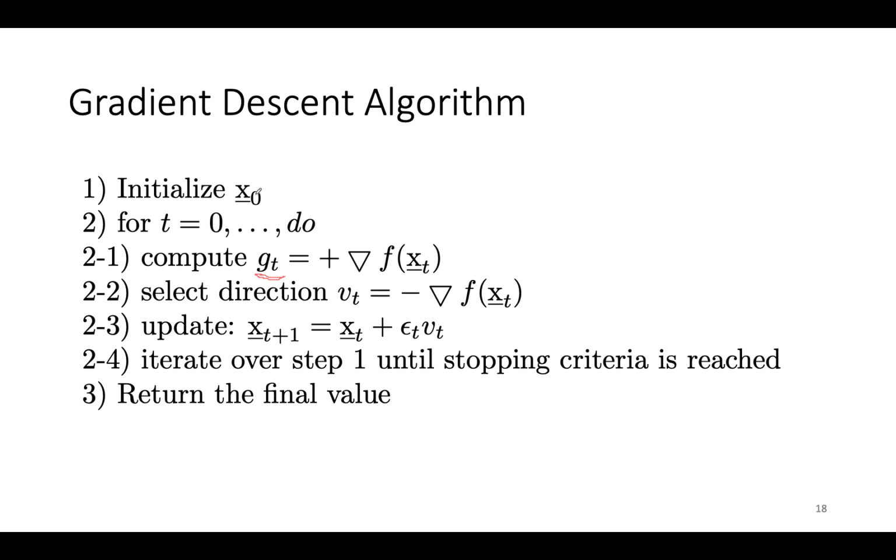We're going to update our x. So we're going to start from this point, and we're going to arrive at x t plus 1, right, using the v of t, that was the direction. We're going to update our x using xt plus epsilon times the direction. And we're going to iterate over step 1 until the stopping criterion is reached. Shortly, we're going to see how we're going to find such a criterion.